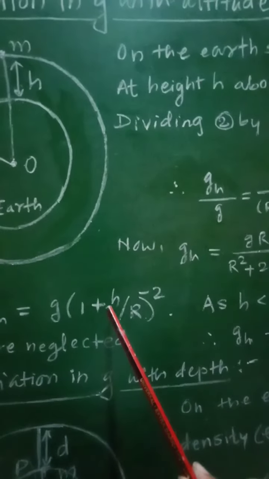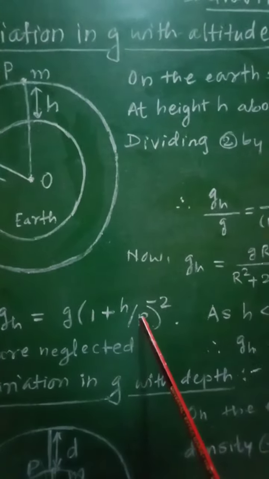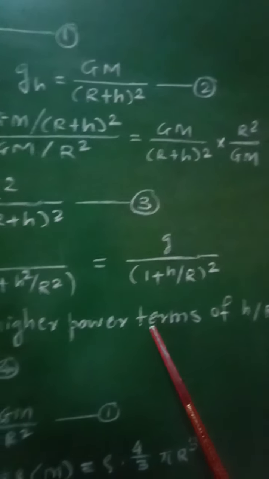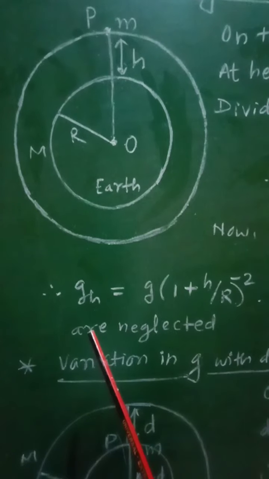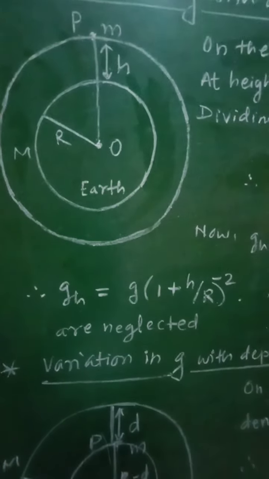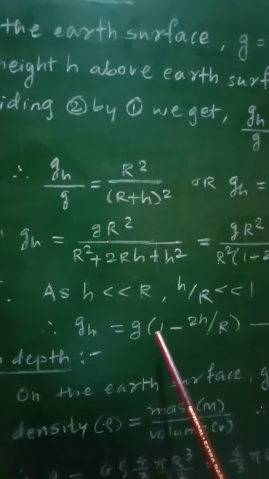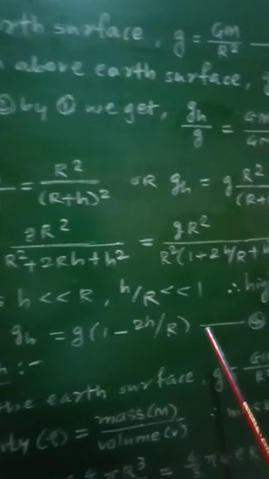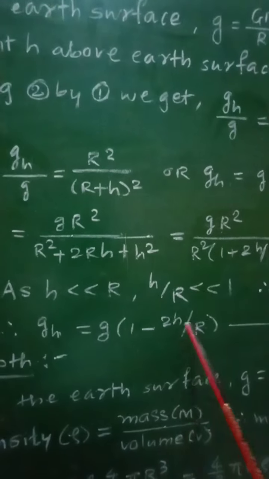So this ratio h by r will be very less as compared with 1, and therefore from the expansion of this, the higher power terms of h by r will be neglected. So these h square by r square, h cube by r cube, and so on, all these terms will be neglected, and therefore we will get gh is equal to g into 1 minus 2h upon r as equation number 4.